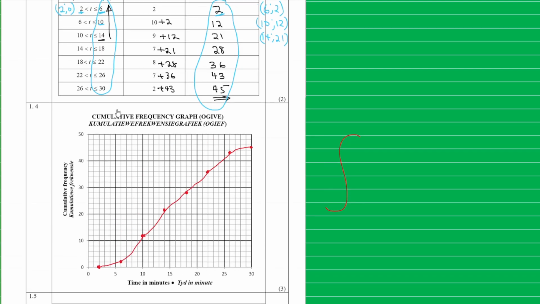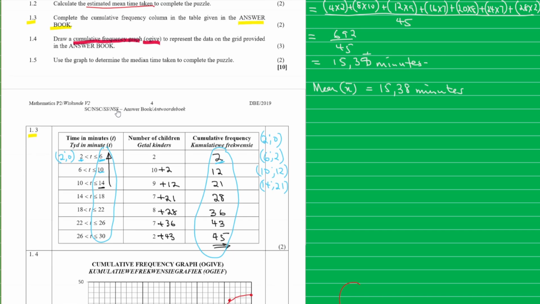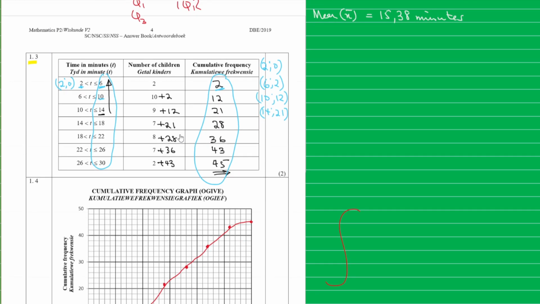Now let's look at the second question. Use the graph to determine the median time taken to complete the puzzle. So these are some of the questions that they'll ask you. They'll ask you the median, the lower quartile Q1, the upper quartile Q3, the interquartile range. They can ask you those things. But for this question, use the graph to determine the median time taken. So the median is Q2. So Q2 is the data point that is halfway through your cumulative frequency.